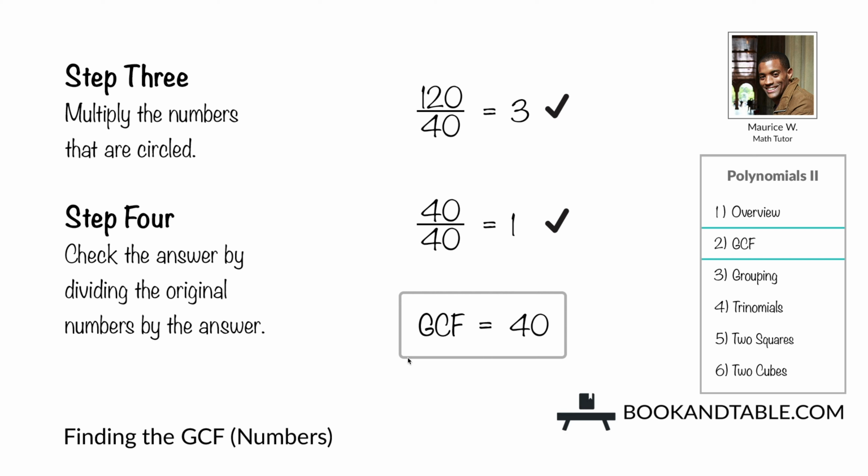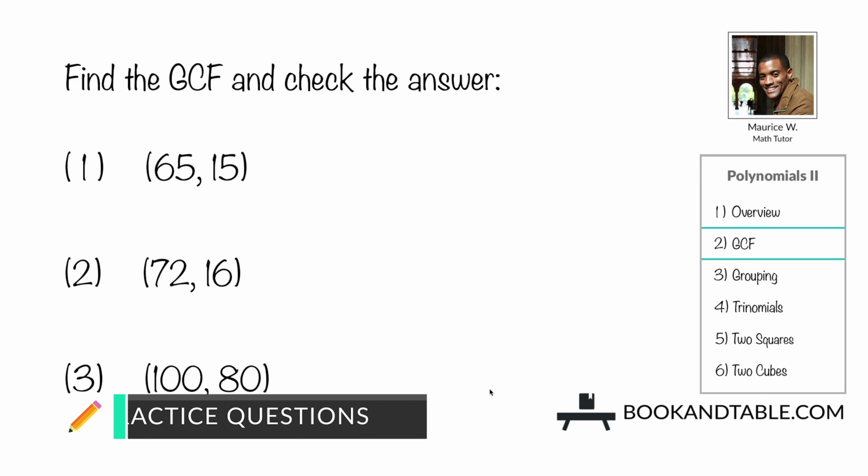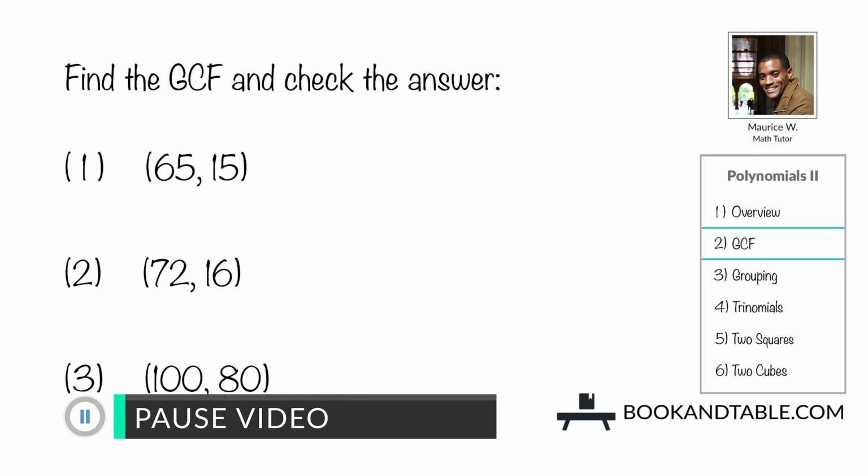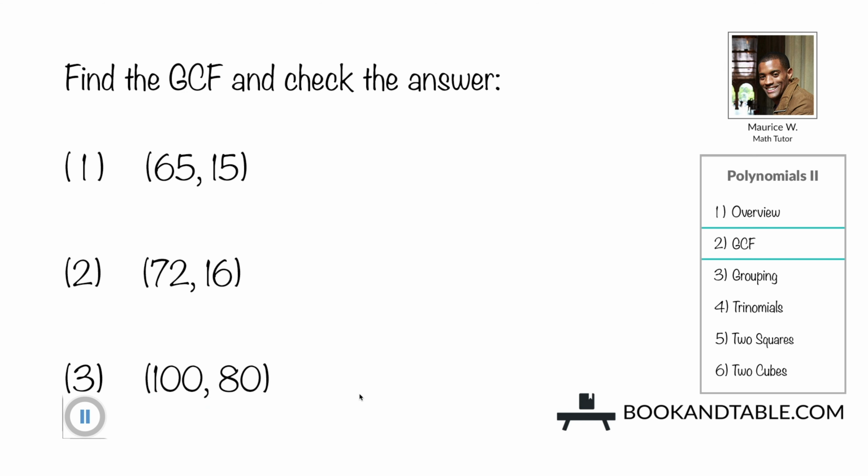So those are the steps you would take to find the greatest common factor of two numbers. Let's now have you complete a few practice questions. Question number 1. Find the greatest common factor of 65 and 15. Question number 2, find the greatest common factor of 72 and 16. In question number 3, find the greatest common factor of 180. Pause the video, answer these questions, and then press play when you are ready to begin.